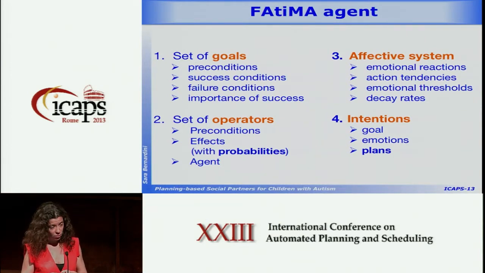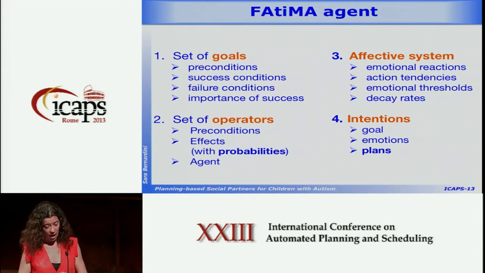Then for the operators, the specification is similar to PDDL, so we have preconditions, we have effects, but probabilities are associated with effects so that we can model uncertainty. And then also there is an additional field that indicates which agent is actually able to perform that action. And this allows us to account also for the child's actions, so that we create a joint action space for the agent and the child.